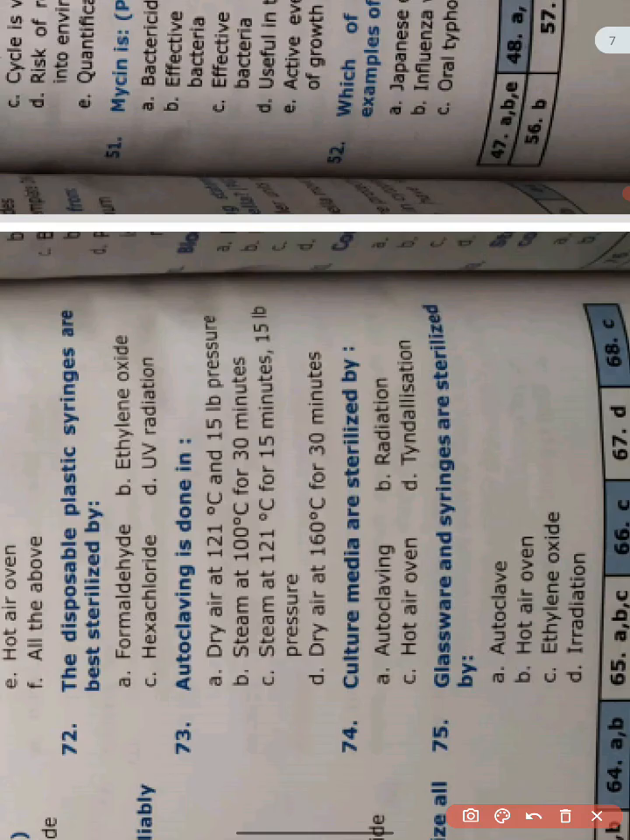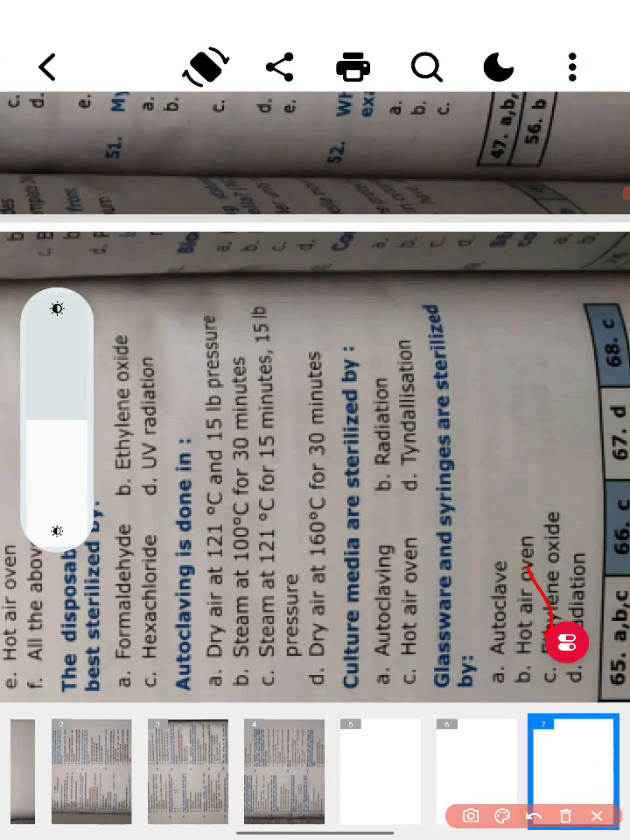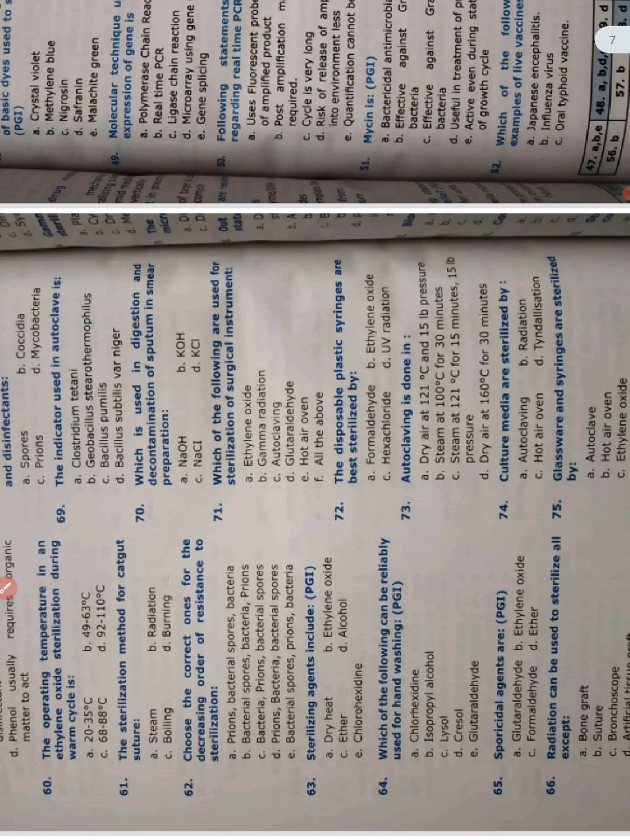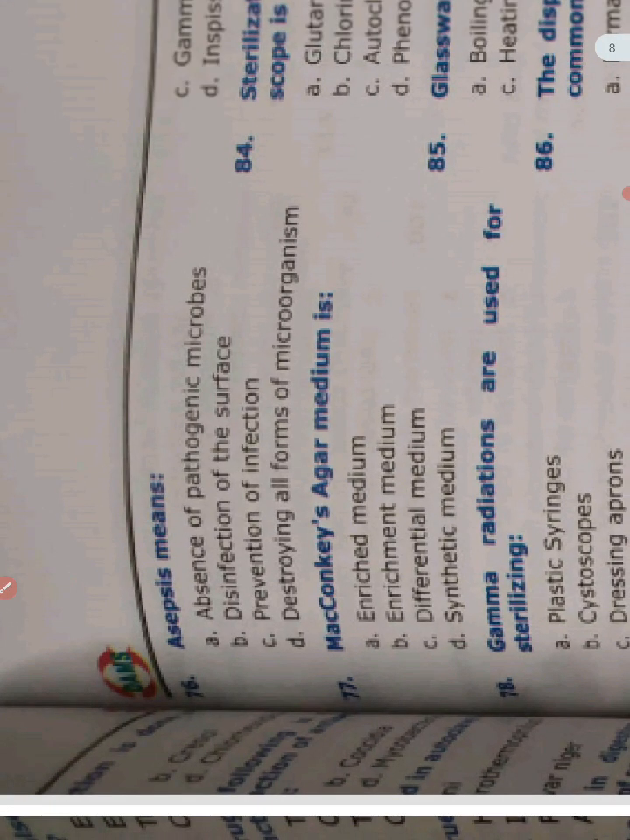Glassware and glass syringes are sterilized by hot air oven. Plastic syringes by gamma radiation. Heart lung machine by ETO. Ventilator by ETO. Glassware, how to sterilize it? Hot air oven. Glass can bear the hot temperature.